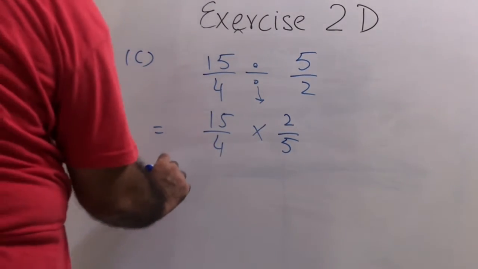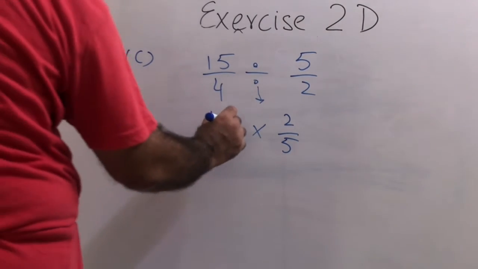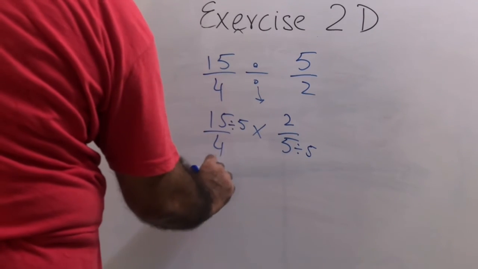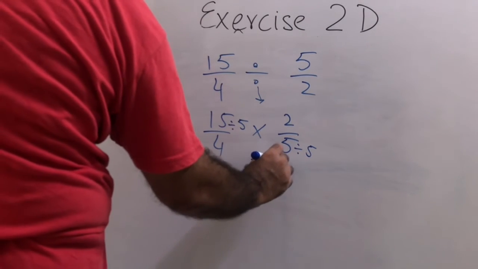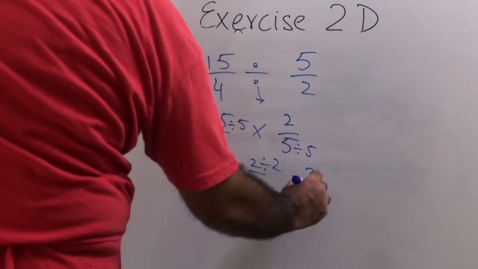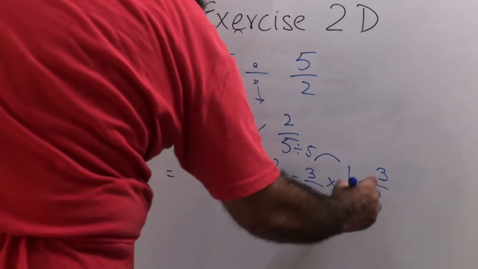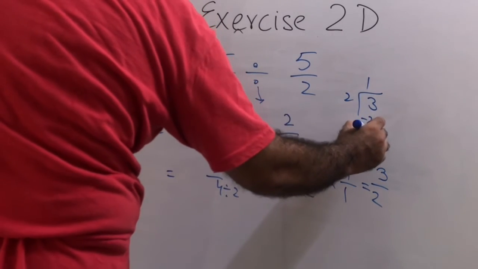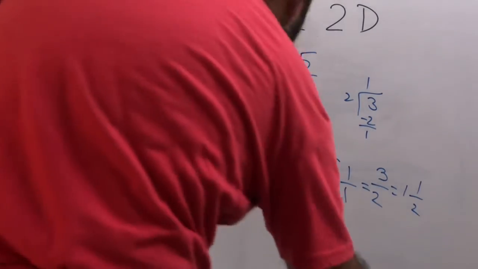Now this is a simple question of multiplication of fractions. We will try to simplify. Divide this by 5, this and this. 5 threes are 15 over 4 into 2. 5 divided by 5 is 1. Then we need to simplify these two. 4 divided by 2 is 2, 2 divided by 2 is 1 over 1. 3 will be multiplied by 1, and 2 with 1, so 3 over 2. 3 divided by 2 is 1 whole number 1 over 2. This is the answer for part C.